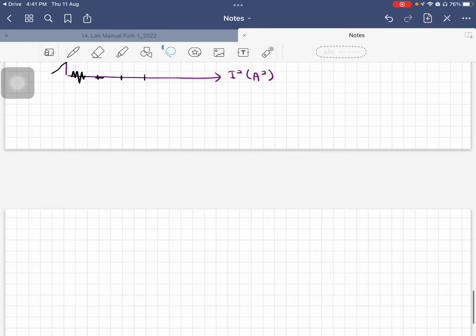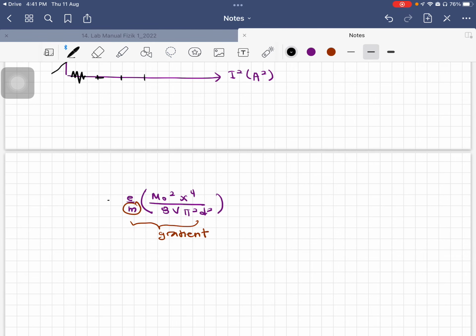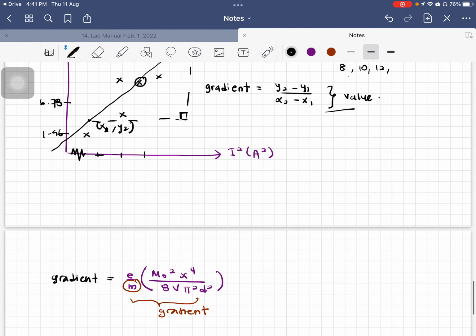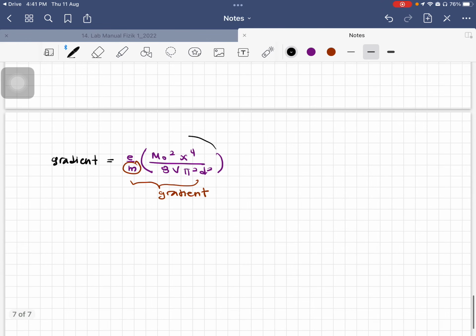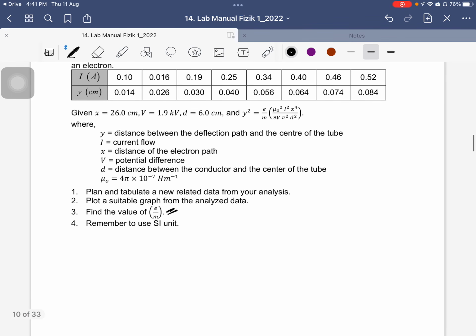This is the gradient, and we want to find the E over N. So this is your gradient. You already got the gradient in this graph. What you need to do is just move this to here. But there are so many unknowns here. You have mu naught, you have V, you have pi, you have D. Only pi is available here. That's why you need to read the question properly. All the values are given here. You just need to convert them into SI units.